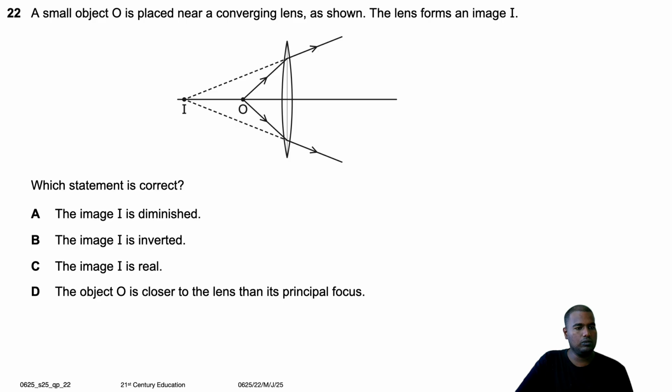A small object O is placed near a converging lens. The lens forms image I. Which statement is correct? If the object is placed near the focal length, then the rays will be parallel when they leave the lens. When the object is close to the lens, then they will be diverged when they leave the lens.